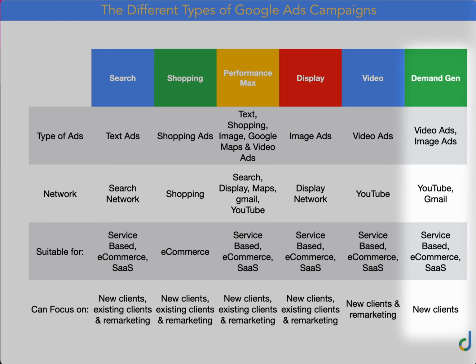And then Demand Gen, which is Google's newest campaign that we're going to be teaching on in this course. And that's got a collection of video ads and image ads. And your ads are shown on the YouTube, but also Gmail networks. And for Demand Gen, we're really seeing that this is very much for new clients and really top of funnel strategies.